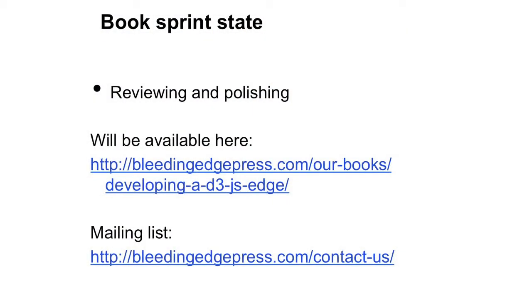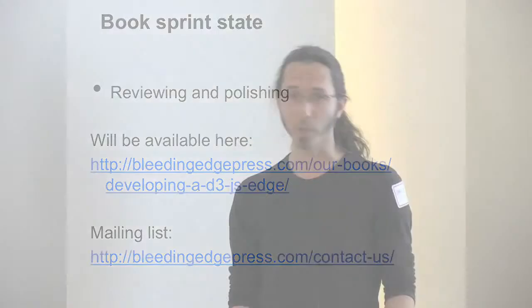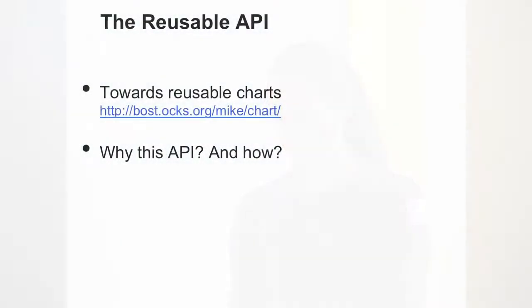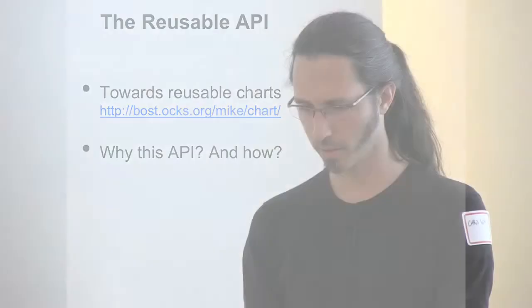But that's not what I want to talk about, because the book is just a pretext to work on the Reusable API. So what is this Reusable API? It started mostly as Mike Bostock's Towards Reusable Charts. It was a community effort to come up with a way to package charts that makes sense with D3.